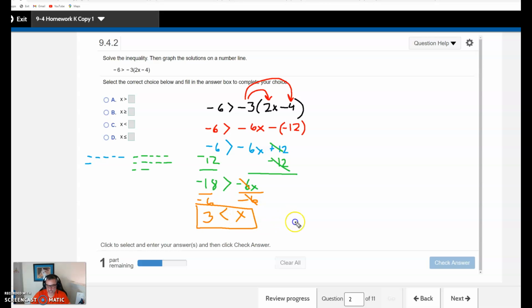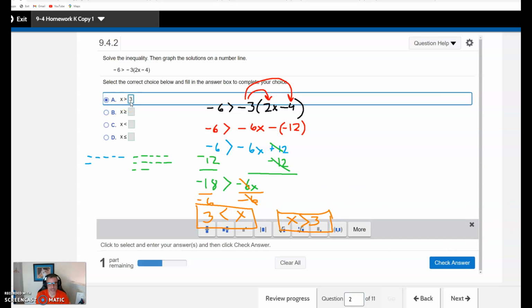So this right here is the same as this. Okay? These are the same. It doesn't matter which one you write first. This one says x is greater than 3. This one says x is greater than 3. This one just says it from right to left. This one says it from left to right. But they're saying the same thing. So let's pick our answer here. There it is. x is greater than 3.